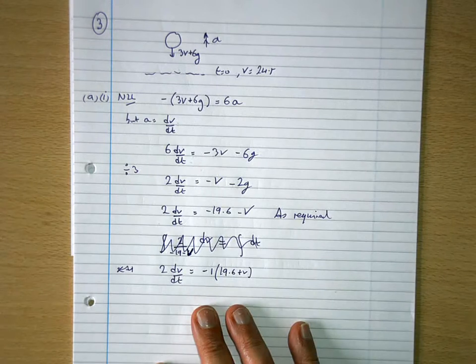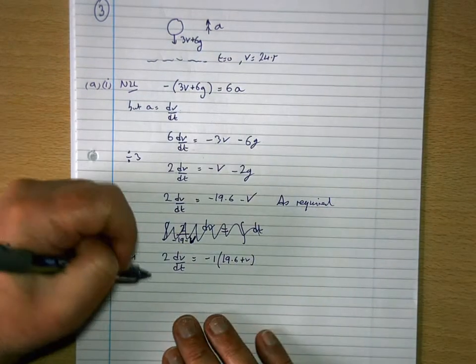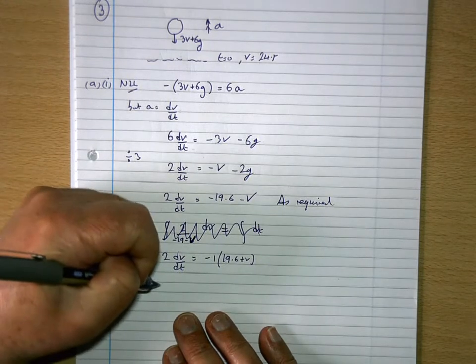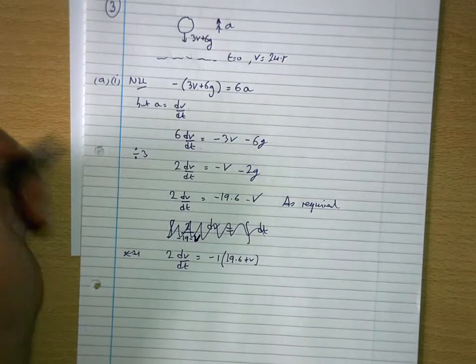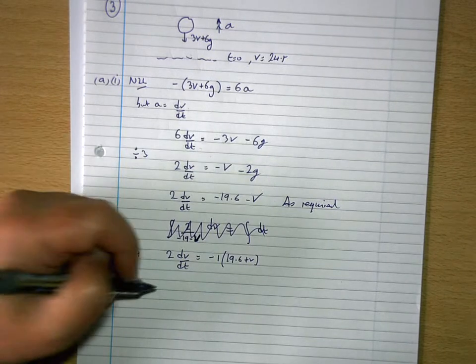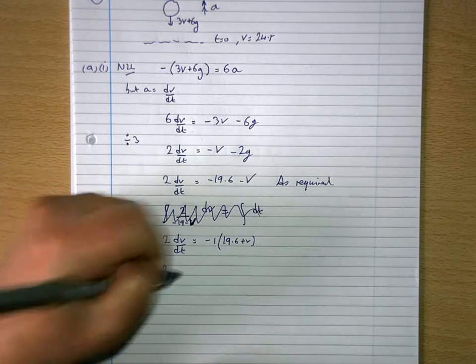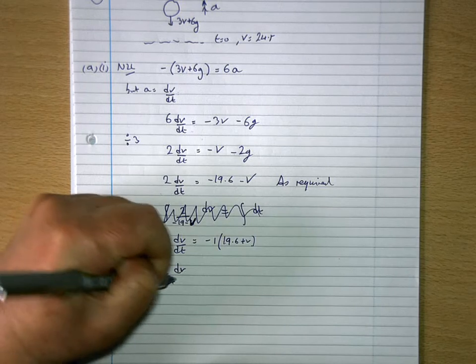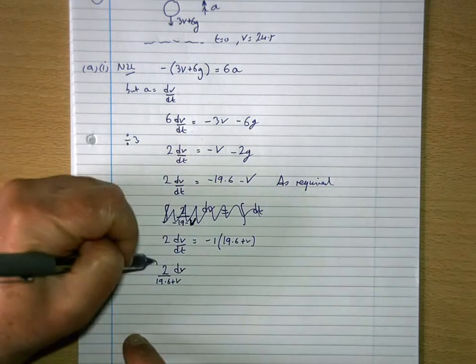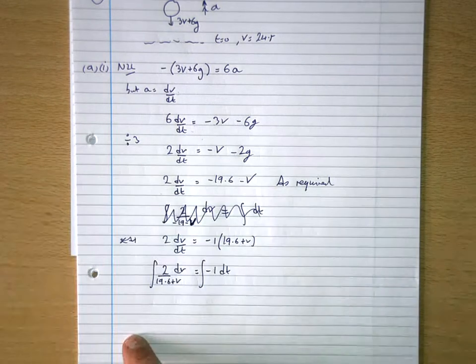Okay, so I've just pulled minus 1 out, and then what I'm going to do over here now is write that as, I'm tempted to take the 2 over. It's not show that, is it? Find an expression. Well, let's leave it here for now. It's going to go over eventually, but let's leave it. So we're going to have 2 dV over 19.6 plus V equals minus 1 dt.